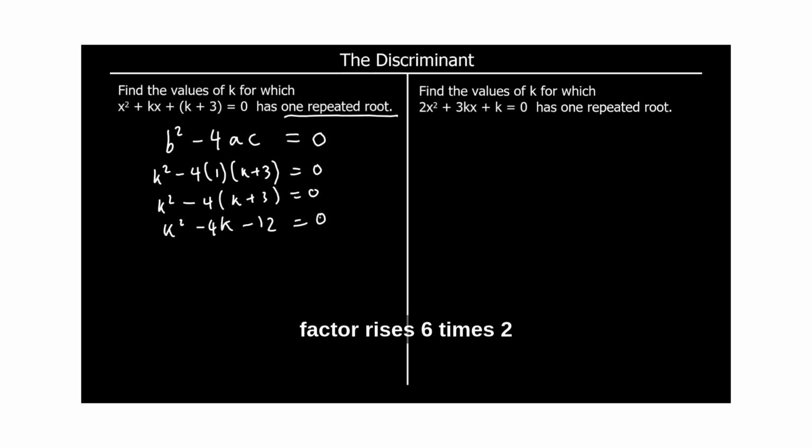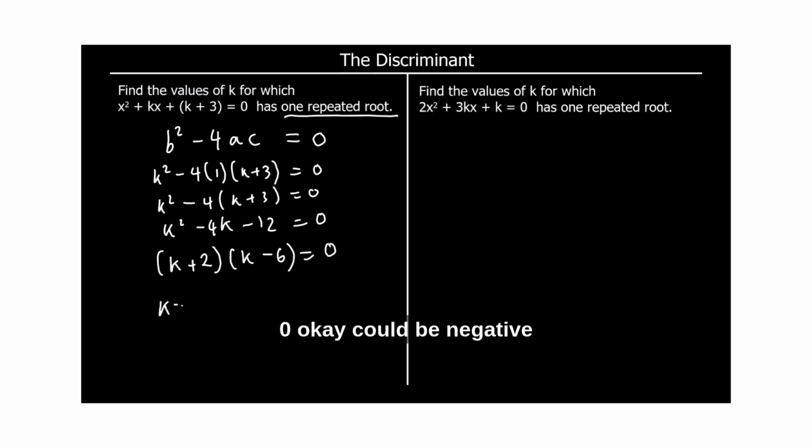This factorizes. 6 times 2, they multiply to make 12 and we can get a negative 4 from them. So it's going to be k plus 2, k minus 6 equals 0. So k could be negative 2 or k could be 6. In both of these cases, we get 1 repeated root.